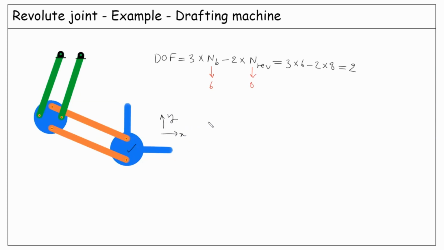Okay, I hope you have understood the revolute joint and the way it affects the degrees of freedom in a system. In the next lecture, we will talk about another common type of joints, which is the prismatic joint.